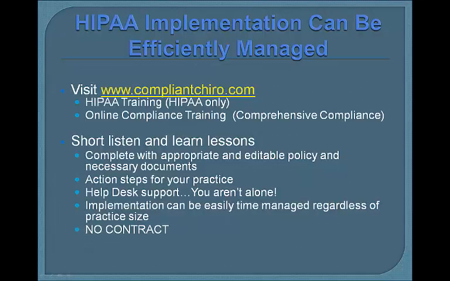The online compliance training program does include all of the HIPAA training in addition to all of the other required components of compliance. The HIPAA training contains HIPAA only and allows practices to go through and make sure that they've implemented just those components of HIPAA. So take a look at those to see which is going to be best fitted for your practice.